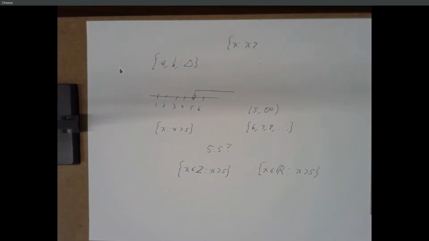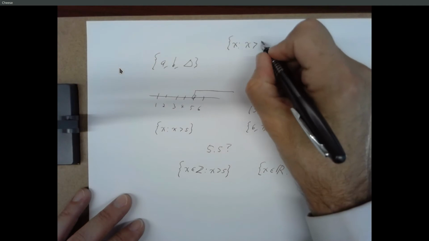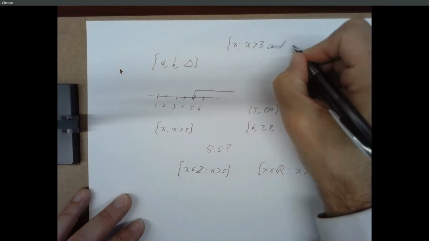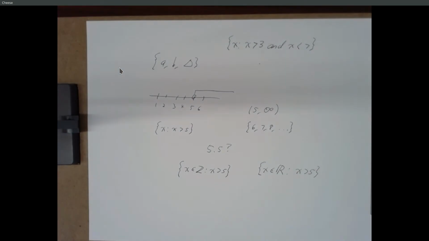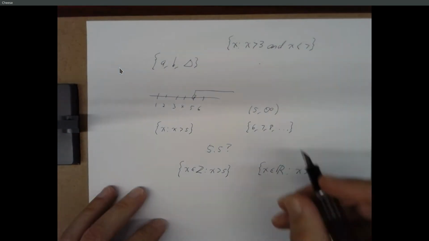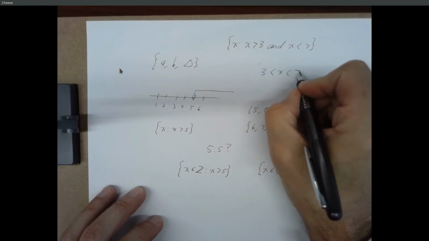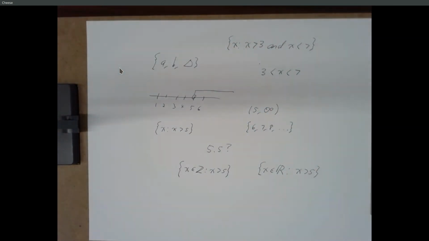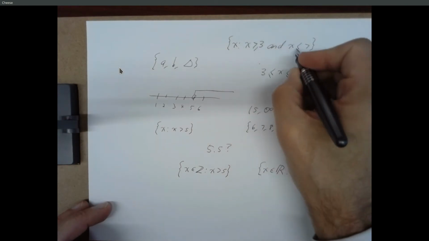I don't know. So if we decide it doesn't, this is a set of all x such that x is bigger than 3 and x is less than 7. Or you might shorthand this like 3 is less than x is less than 7. And that's pretty safe. Or if you believe that between 3 and 7 includes 3 and 7, it could be less than or equal.